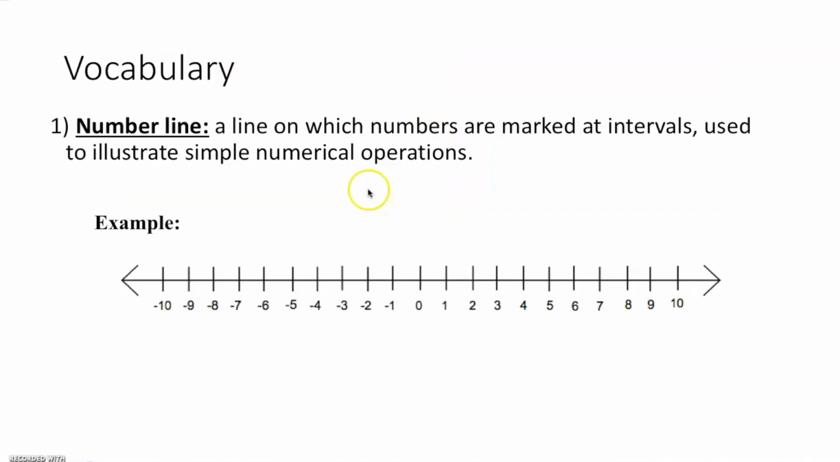First thing we're going to talk about is a number line. That's a line on which numbers are marked at intervals used to illustrate simple numerical operations. So here we have a number line and we are counting by increments of 1. And in the middle we have 0, which we are going to call our origin.